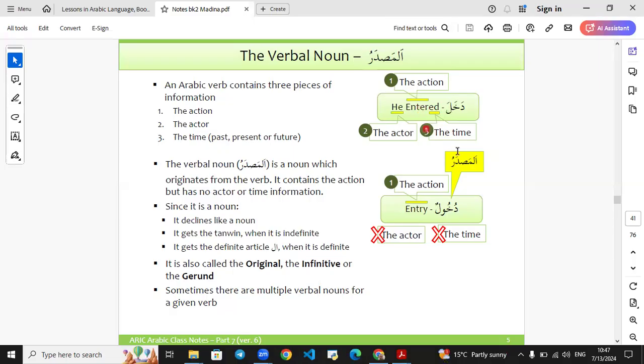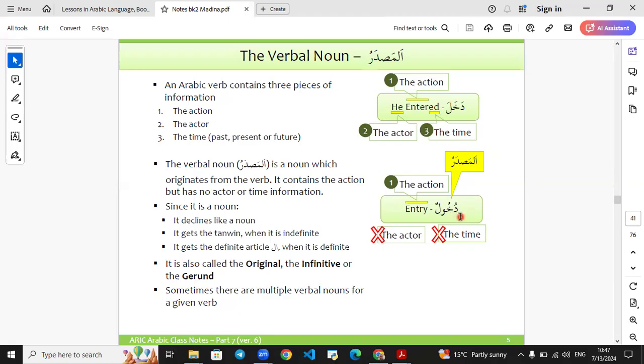So let's look at the masdar. Masdar is a verbal noun. Actually, it originates from the verb itself. It contains the action, but no actor or time. It doesn't tell us who did this and when it happened.